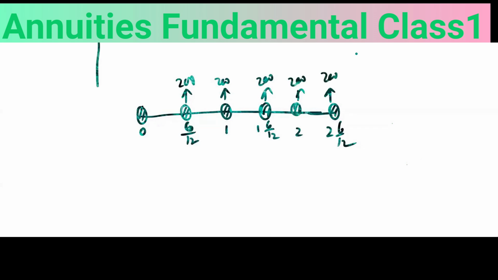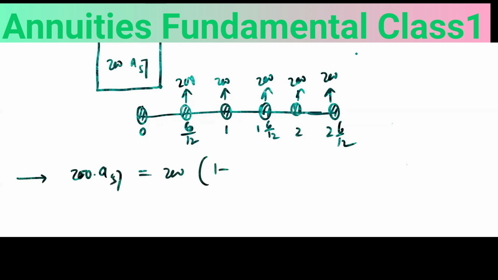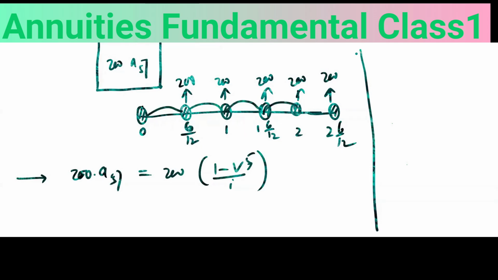And you need to find the present value. The present value will be 200, with payments 1, 2, 3, 4, 5. This will be 200 A5. So how to find 200 A5 here? The same formula we'll use: 200 times 1 minus V^5 divided by I. Same formula we'll use. However, here my period is not 1 year. Here my period is half a year.